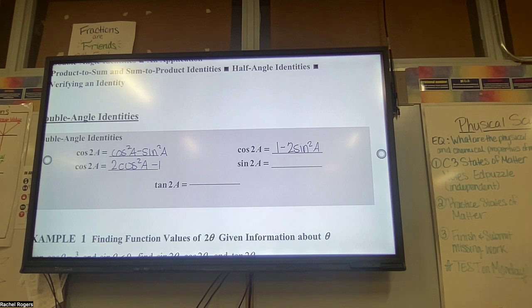You could follow a similar process if you really want to know where it comes from. But sine of 2a is equal to 2 sine of a times cosine of a. And then tangent of 2a is 2 times the tangent of a over 1 minus tangent squared of a. It's a weird squared.